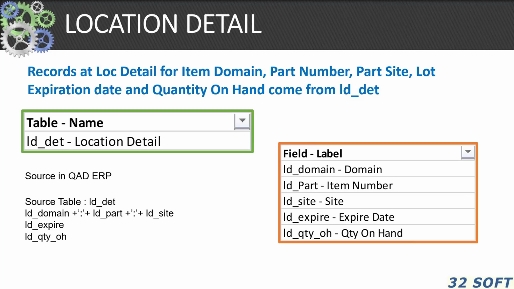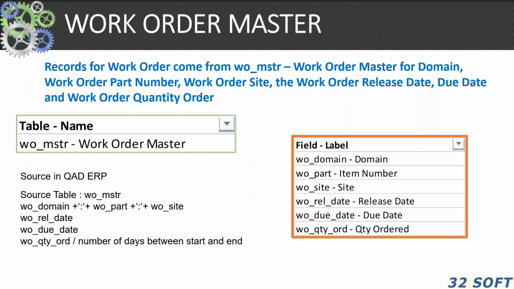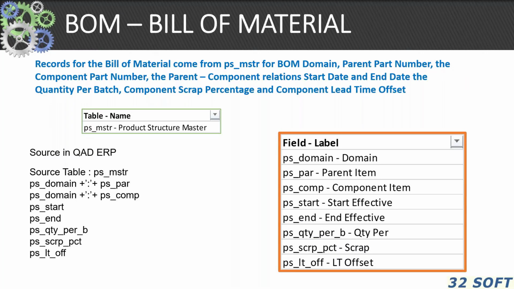Location records come from the LDD: item, domain, part number, site, lot expiration, quantity on hand. The work order records information from the work order master for the domain, the part number, the site, work order release date, due date, and work order quantity. Bill of material records information from the PS master for the domain, the part, parent, component, part, the relationship with start and end date, quantity of batch if appropriate, component scrap percentage, and component lead time offsets.